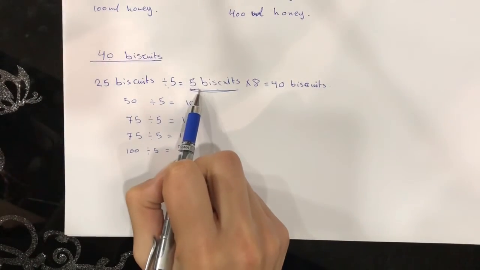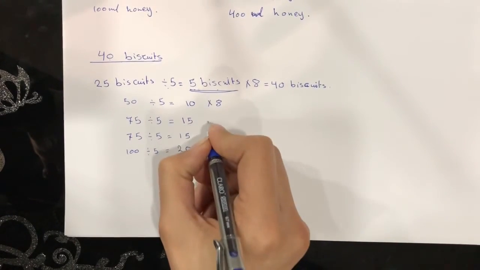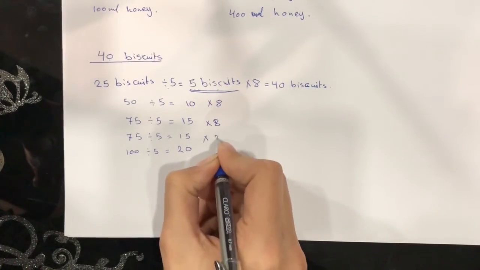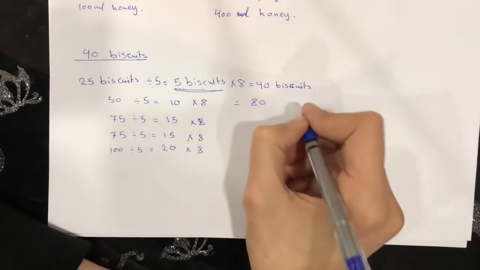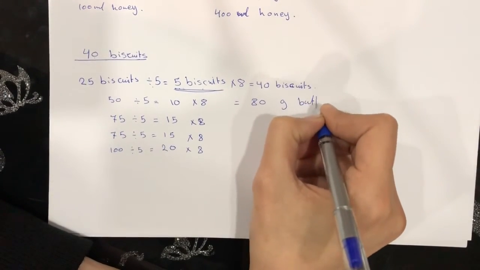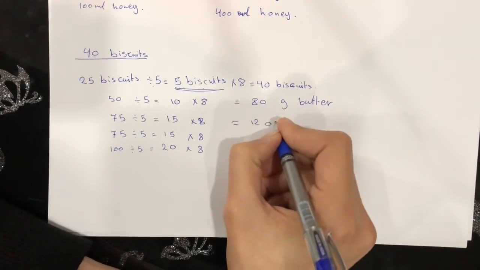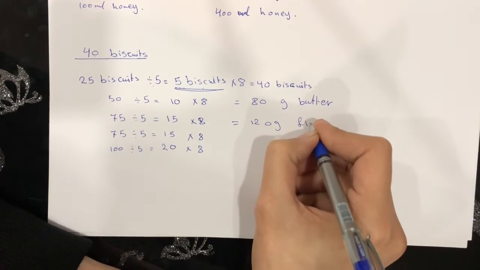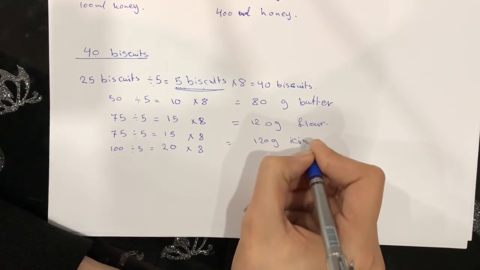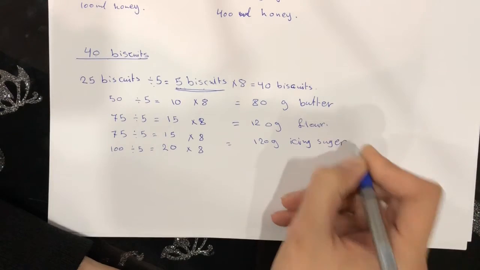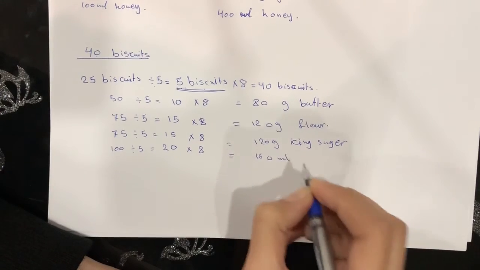I don't need to make 5. I need to make 40. So I multiplied by 8. So then I'll say 10 multiplied by 8, 15 by 8, 15 by 8, and 20 by 8. And then at the end, you'll have 80 grams of butter, 120 grams of plain flour, 120 grams of icing sugar, and 160 milliliters of honey.